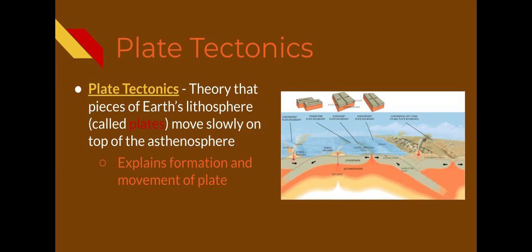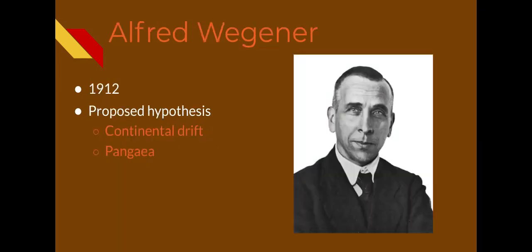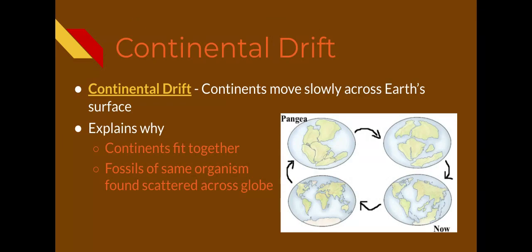Now, Alfred Wegener was a scientist who proposed a hypothesis called continental drift, and also came up with the concept of the supercontinent called Pangaea. And he did his main work in 1912. So continental drift, what actually is that? Continental drift says that continents move slowly across Earth's surface.